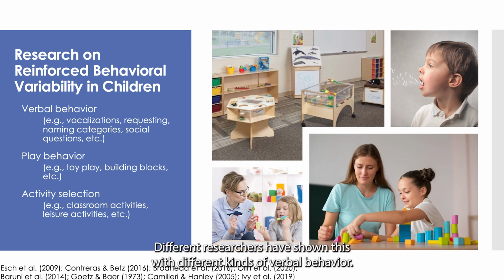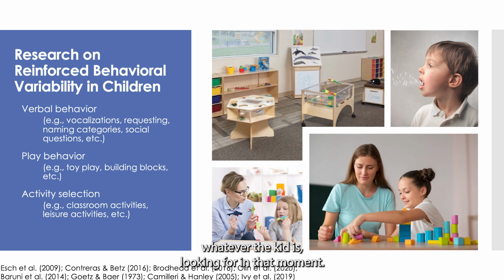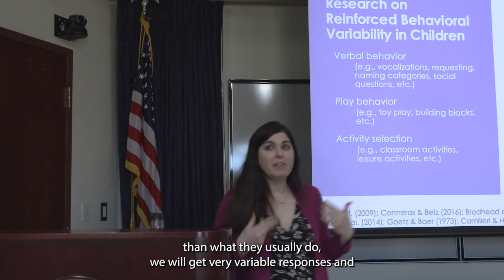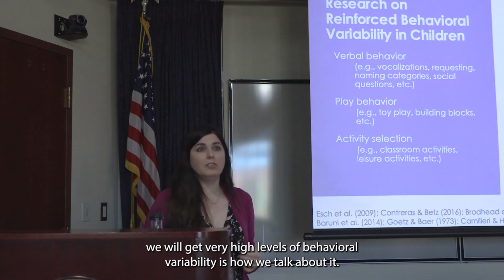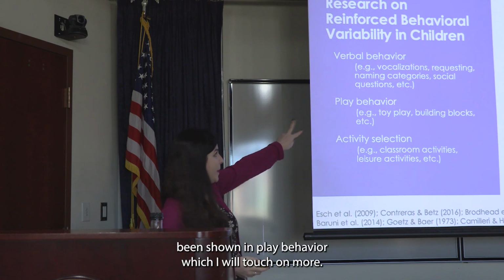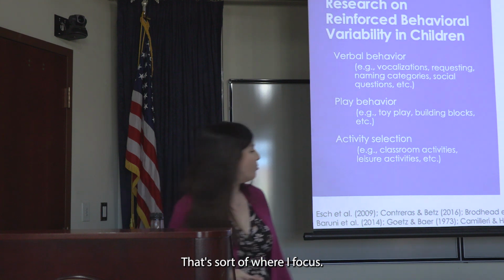Different researchers have shown this with different kinds of verbal behavior, so vocalizations, requesting certain items, or finishing sentences. So the prompt might be, tell the name of a vegetable, and you have to give lots of different names of vegetables. And turns out, again, if you provide reinforcement, whether it's praise or sometimes it's a little piece of candy, whatever the kid is looking for in that moment, if you give a reinforcer when they give a different response than what they usually do, we will get very variable responses, and we will get very high levels of behavioral variability is how we talk about it. This has also been shown in play behavior, which I will touch on more. That's sort of where I focus.